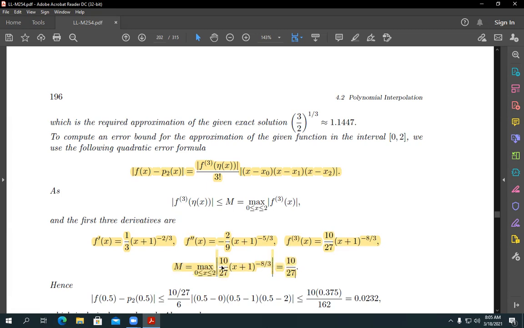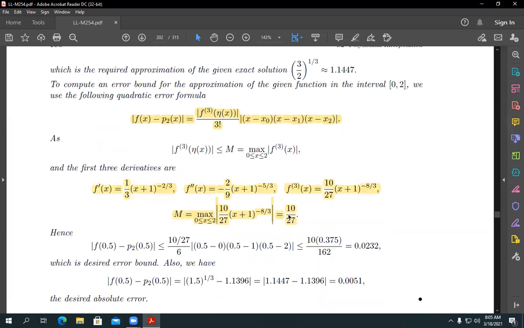So when you have this value, if you have a function with a negative power, always remember that the maximum occurs at the smallest point, here 0. If the power is positive, the maximum occurs at the largest point, but here it is negative, which means the maximum occurs at 0. So 0 plus 1 means 1, and 1 power this one is 1. So we have the maximum value of the third derivative inside the interval as 10/20. So put the value here, every piece of information we already know. This is the thing. The value of M we have.